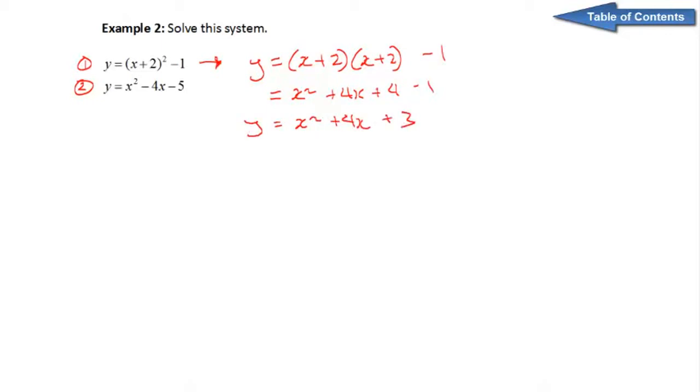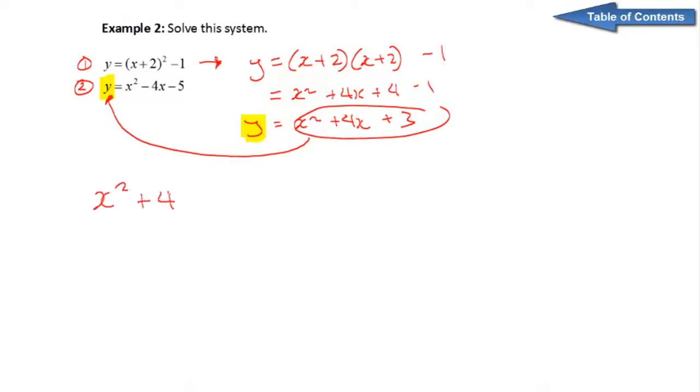The nice thing about these two equations is notice once again, this equation is isolated for y, and this equation is isolated for y. So what I can do is take all of this right here and substitute it into that equation. Once I do that, now I have x squared plus 4x plus 3 is equal to x squared minus 4x minus 5.